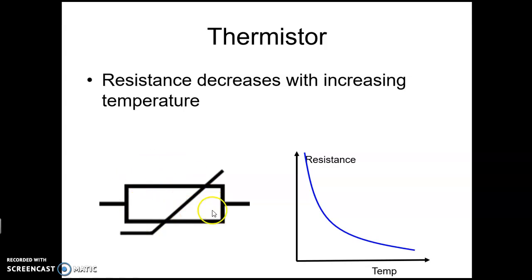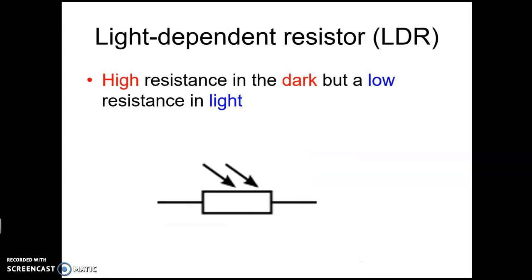Now these ones are a little bit more complicated and you need to know a little bit more about this. So this is the thermistor. As the name suggests, the resistance changes with temperature. You've got to remember when the temperature is low, so when it's cold, it has a high resistance. When the temperature is high, it has a low resistance. What happens is the thermal energy releases the electrons in the resistor, so it's easier for it to conduct electricity.